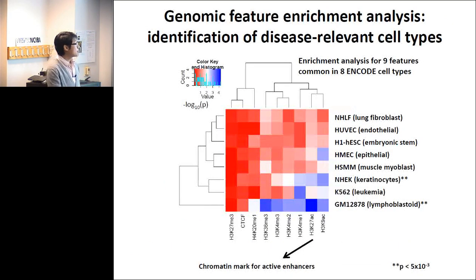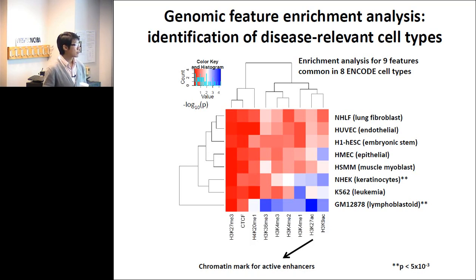So we implement an approach to identify genomic features that got enriched among the independent psoriasis signals. We calculate this enrichment among 9 different chromatin states that are common in 8 different ENCODE cell types. The blue color represents those that are significant. So among all these different cell types here, the most significant one is the keratinocyte. And keratinocytes make up over 90% of the epidermal layers.